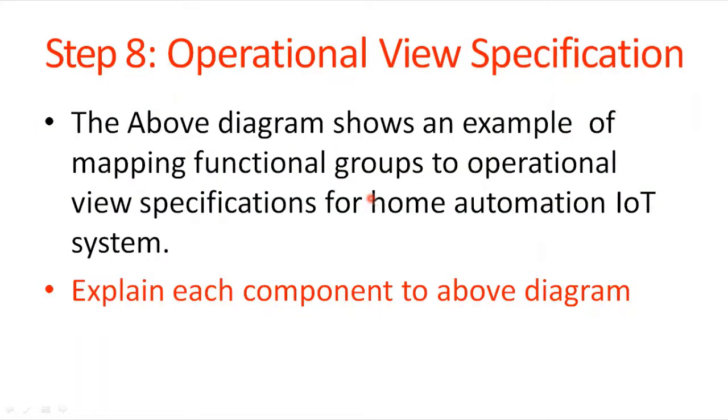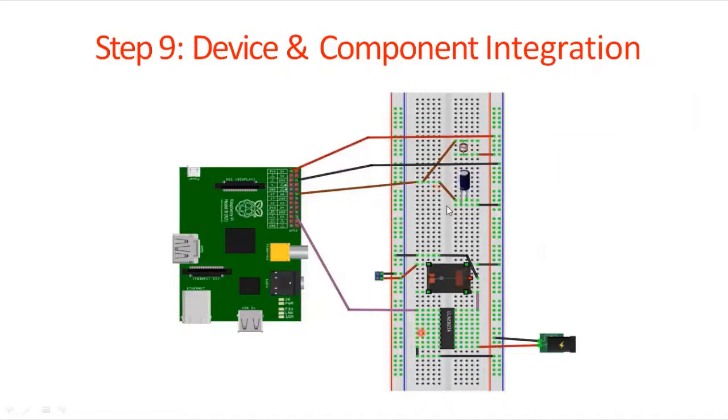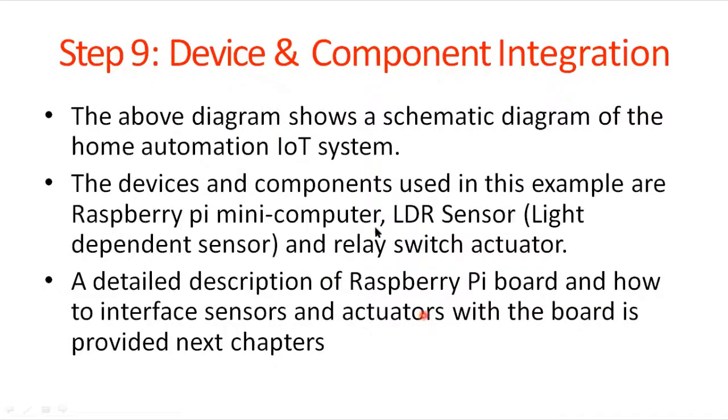This is some information regarding the operational view specification. Finally, you have to integrate all these components. The components may be devices, sensors, Raspberry Pi. If you use the Raspberry Pi, mini computer, or actuators, you have to interlink this information into different resources. Resources may be software components. That means different components are integrated in this step. In this way, you will integrate all these components in one place.